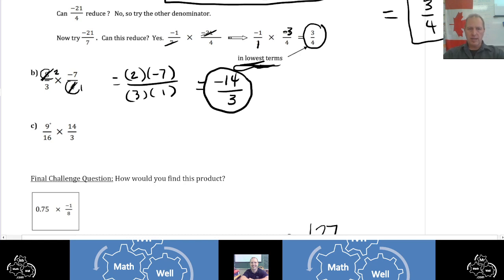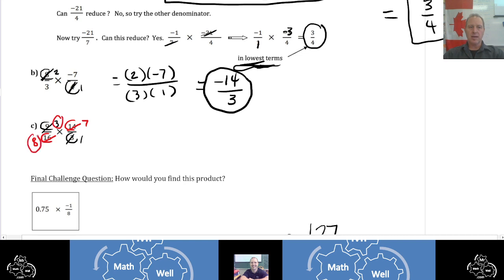So right away, I'm looking at 9 and 3 here. You see that? I can simplify 9/3 to 3/1. And I can also simplify 14 and 16, because I can at least divide both of those by 2. So let's try that. That's going to be 7/8. Can I reduce 7/8 any further? Not really.